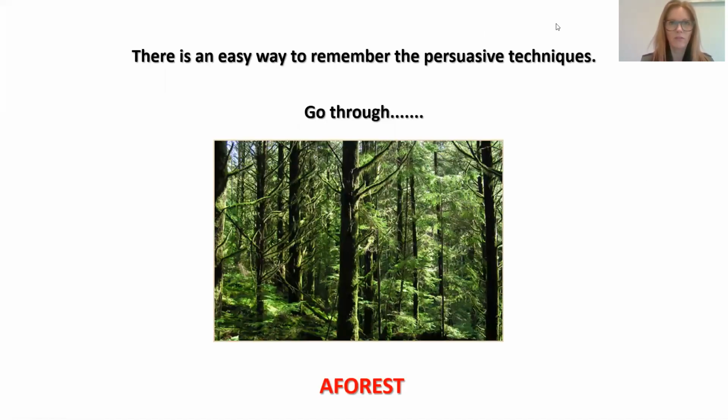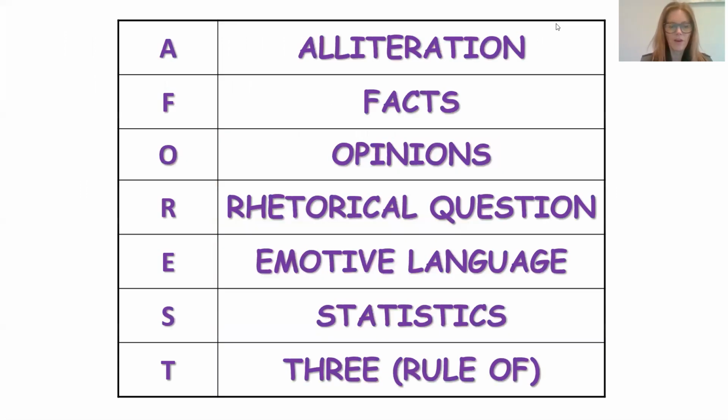Right, hopefully you managed to write some down. Now there is a really easy way to remember the persuasive techniques, and that is to remember to go through a forest. If you have a look here, A is for alliteration, F is for facts, O is for opinions, R is for rhetorical question. You don't just have to use one, you could use many. E is for emotive language, S is for statistics, and T is for three, so the rule of three.